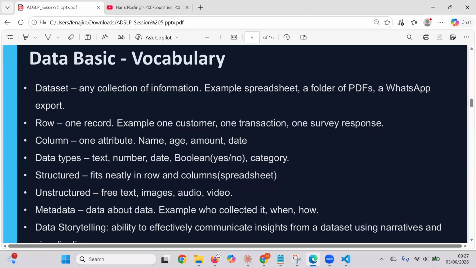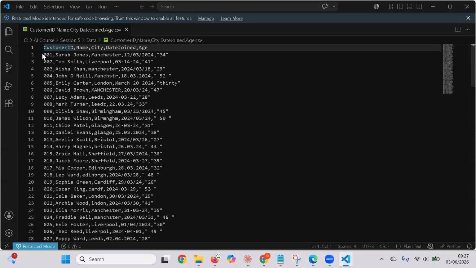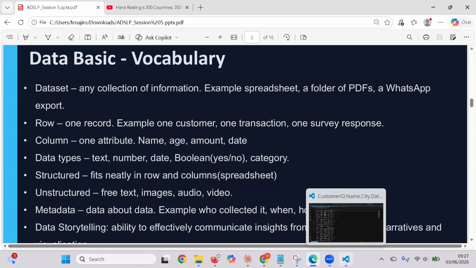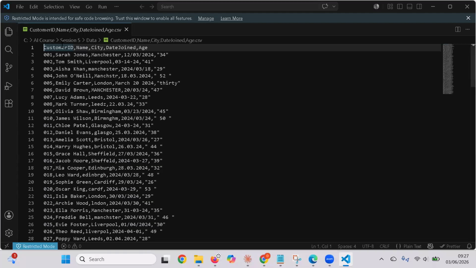Rows are what? A single collection of record is a row. One record is a row: a customer, one transaction, a survey response. A column is an attribute, like name or age. So if I come back here again, you can see customer ID is a column, name is a column, city is a column, date joined is a column, age is a column.